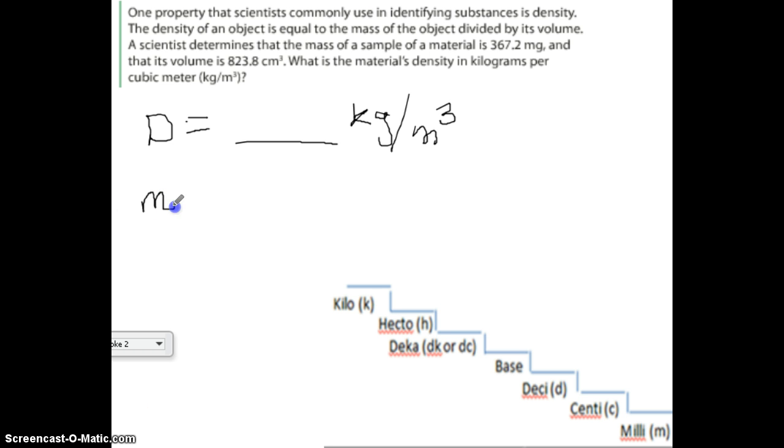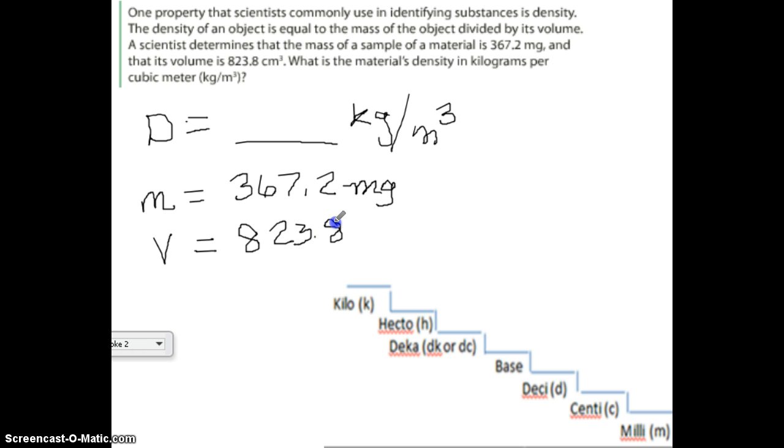All right, so we know that our mass is equal to 367.2 milligrams. And we know that our volume is equal to 823.8 centimeters cubed. And again, units are so crazy important because that's actually the whole point of this problem, converting units, because we're going to eventually put it into density equals mass over volume, but we need to have our correct units first.